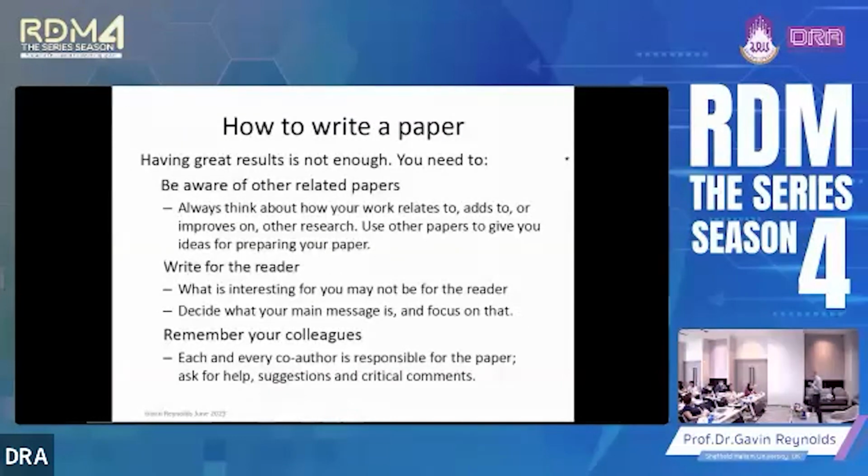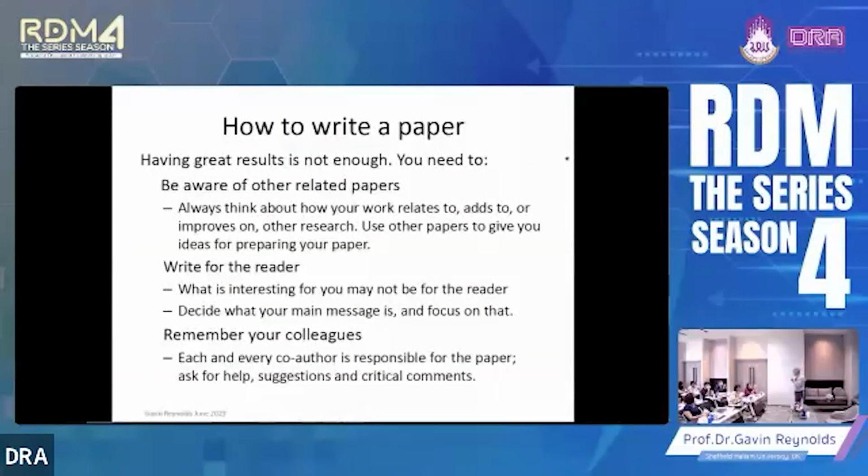So how do we write the paper? We've chosen the journal. How do we write the paper? You need to be aware of other related papers. You need to have a good understanding of the background. Always be thinking about how your work relates to other work in the field, how it improves on other studies. If it doesn't improve on other studies, you have to ask yourself why you are doing it. And use those other papers for ideas of how you prepare your paper.